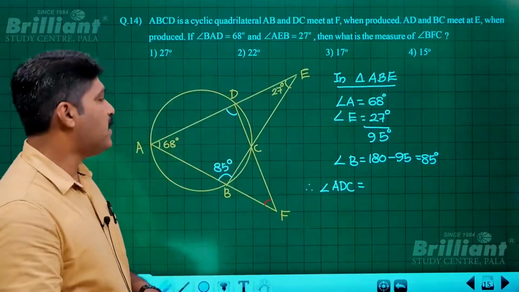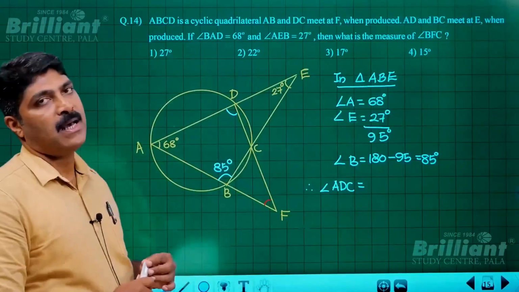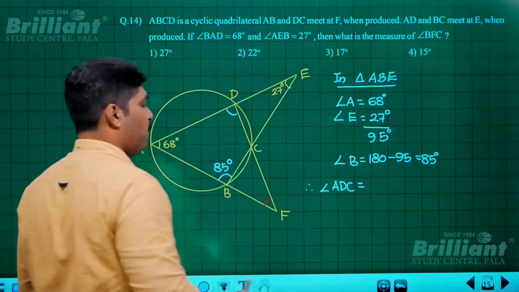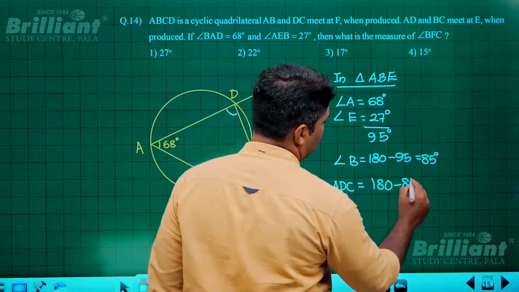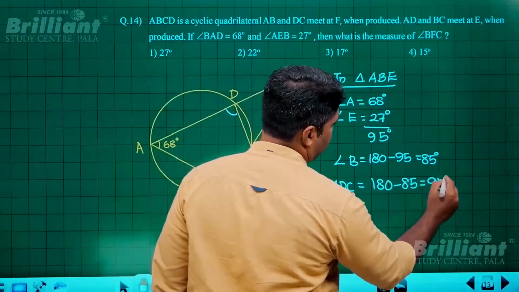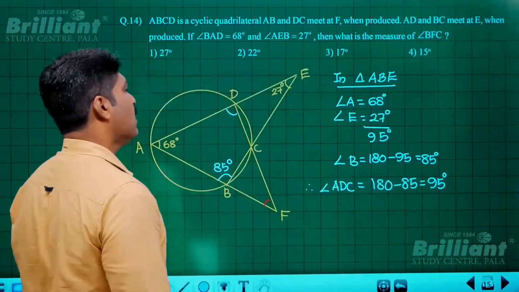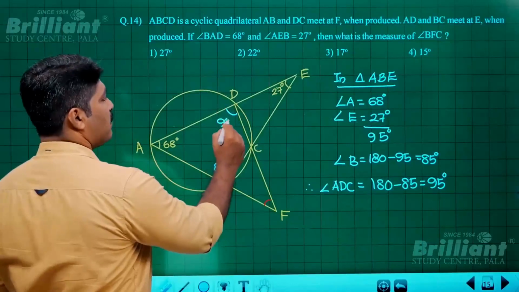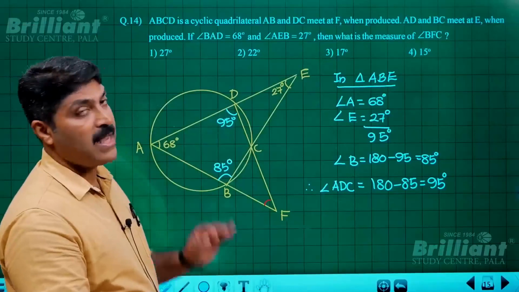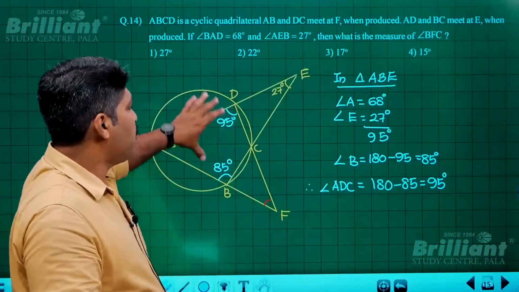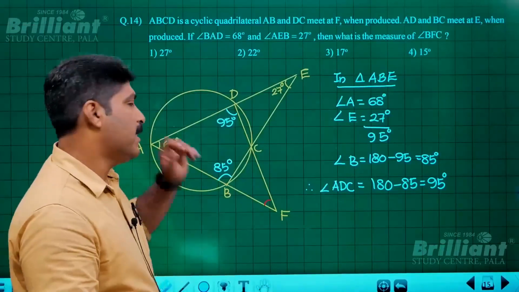So we know that the opposite angles of a cyclic quadrilateral are supplementary. So therefore, this is 180 minus 85, so that is equal to 95 degrees. So that means this angle is 95 just because the opposite angles of a cyclic quadrilateral are supplementary. That means their sum should be equal to 180 degrees.